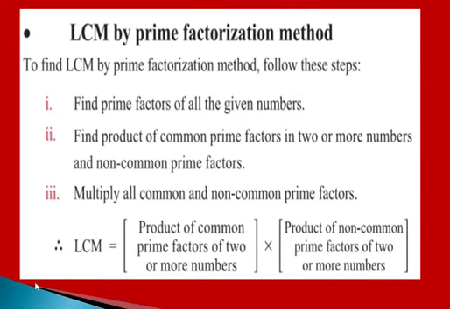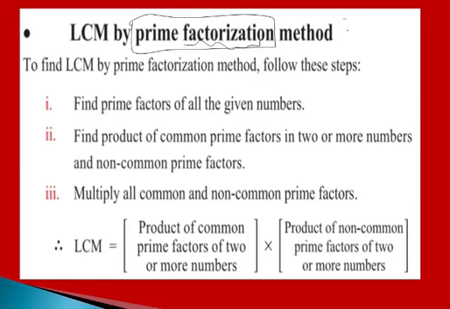Now see how you can find the least common multiple by the prime factorization method. Here you should know about prime numbers, then you must know the meaning of factorization and what is prime factorization. Factorization is simple: you write any number as a product of its factors.